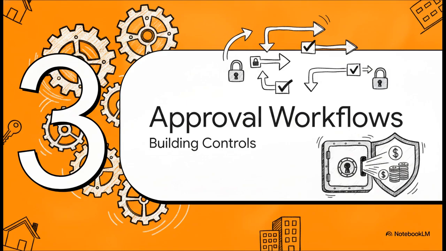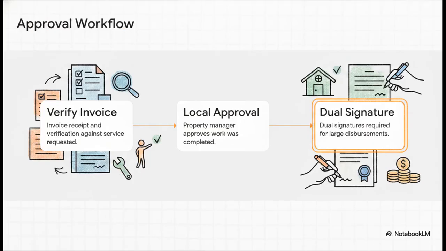Section 3. Building approval workflows. Regardless of which AP model you use, you absolutely need safe mechanics for how money moves. First, an invoice is received and verified against the initial service request. Simple enough. Second, you get local approval. That's your boots-on-the-ground property manager confirming that the work was actually completed to standard. And finally, step 3, this is your ultimate safeguard, the dual signature. By setting a strict financial threshold where 2 authorized signers have to sign off on large disbursements, you effectively build a massive firewall against unauthorized payments and contractor fraud.